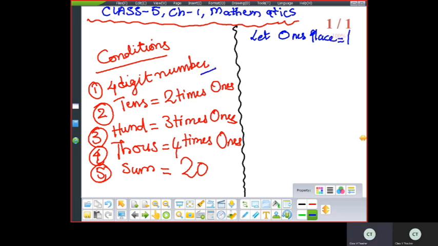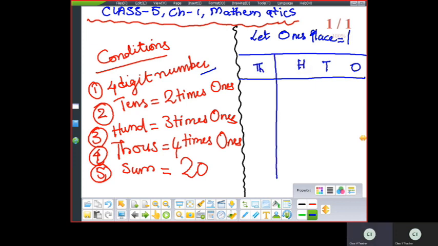Yes. So our first condition. Let me check all the conditions. It should satisfy all 5 conditions. Then only that number is the answer. Okay, so let us start. It is a 4-digit number, so ones, tens, hundreds, thousands. Draw the boxes. First condition over.